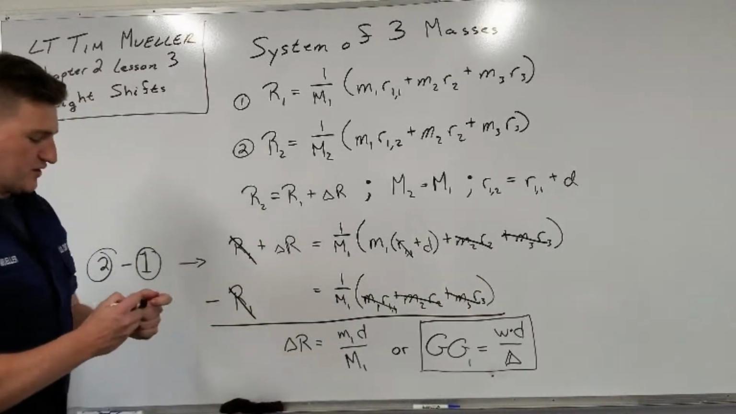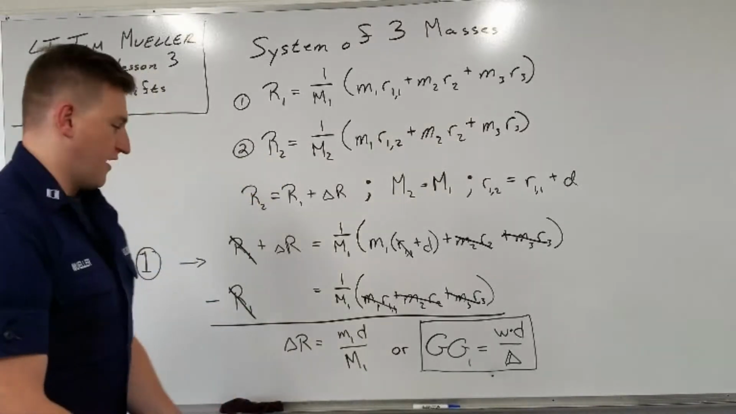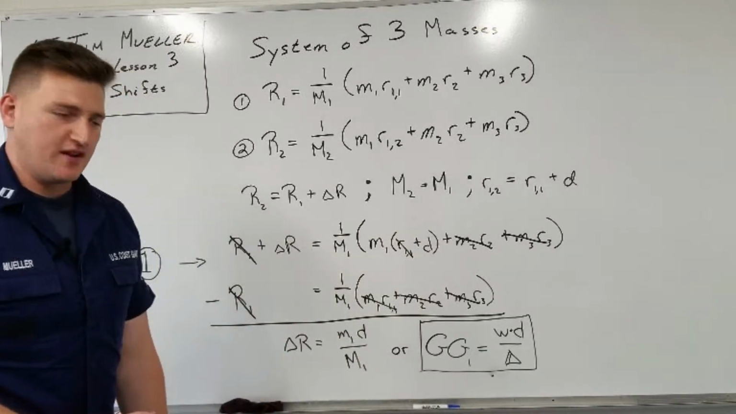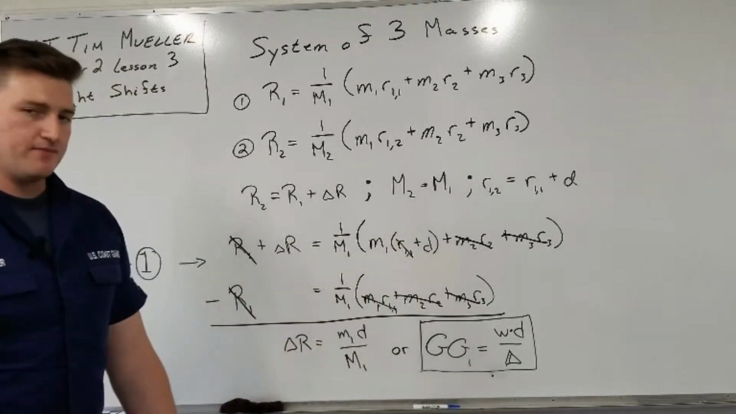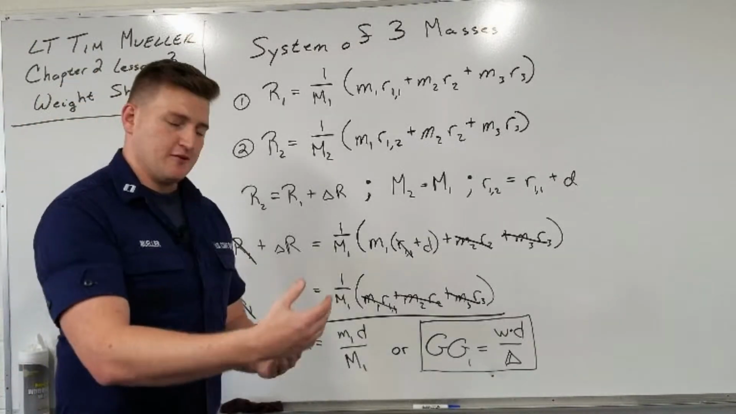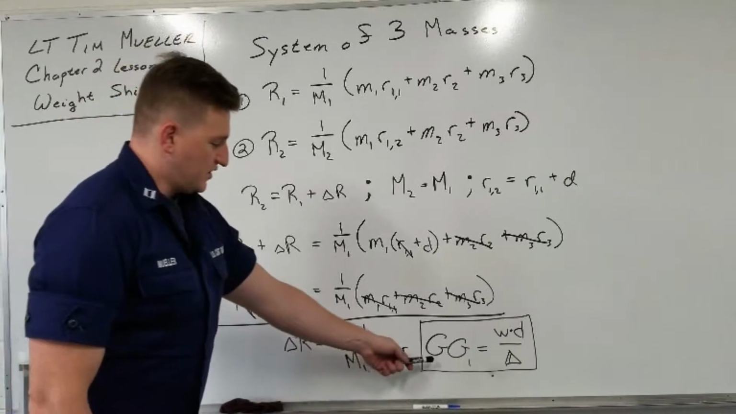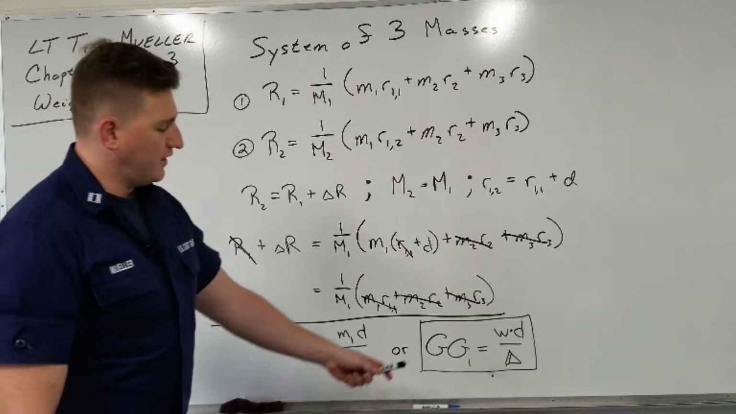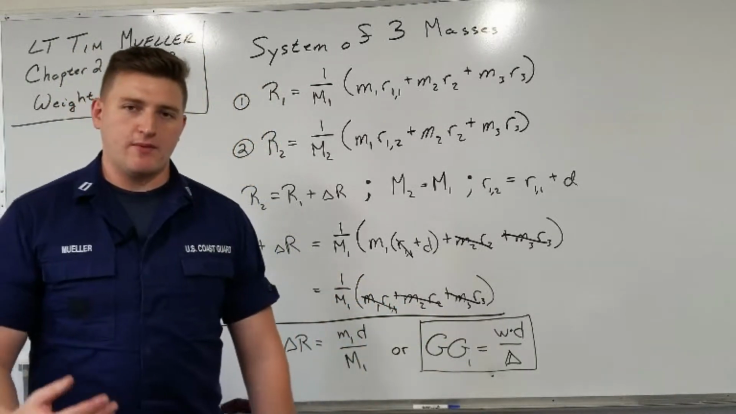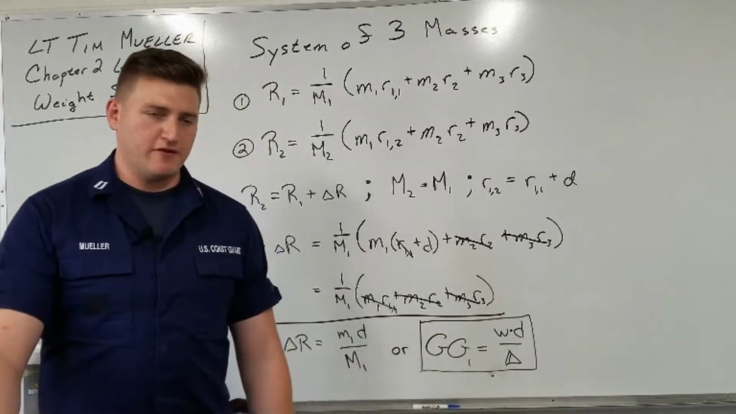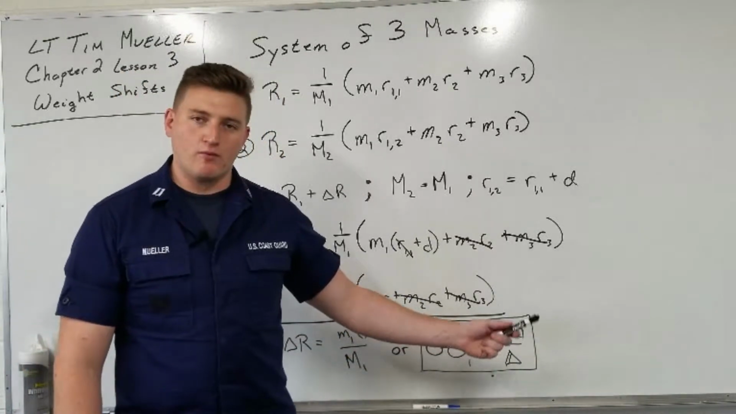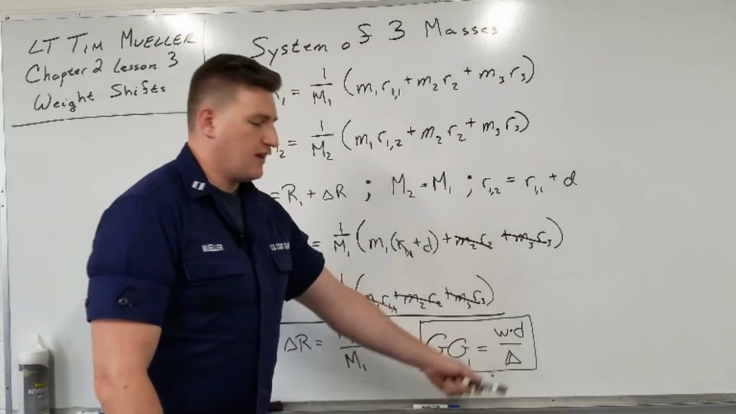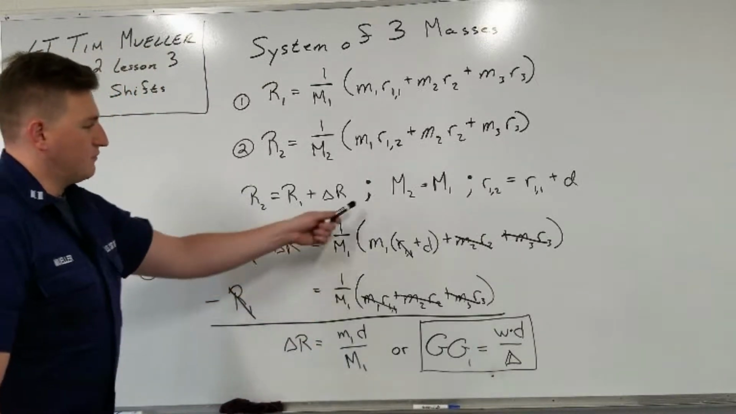We have delta R, which is the change in the coordinate of the center of gravity, equals the mass that we shifted, times D, how far we shifted it, divided by the total mass of the system. Or, if we're going to change it into terms that we use in ship stability, GG1, G being the original G, and then G1 being the next G after the weight shift, equals W, which is the weight that we moved, times D, the distance that we moved it, divided by the displacement. Since remember, when we do a weight shift, we don't change the displacement of the vessel overall, so that displacement in the beginning is going to be the same as the displacement at the end, which is what we said right here.